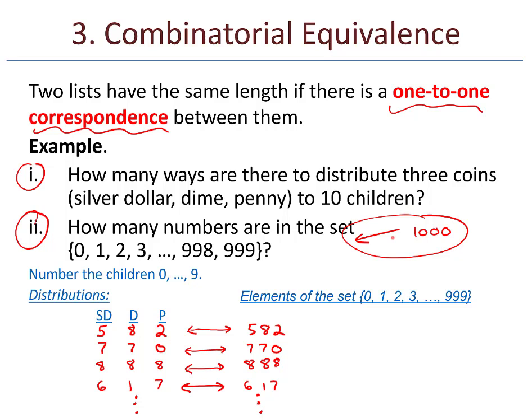So it's kind of a neat idea: establishing a one-to-one correspondence between two different sets. One of those sets might be easy to count. So if you know how many elements are in that, then you know how many elements are in the other set also.